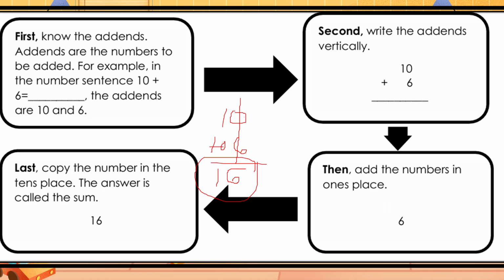Okay, so 10 plus 6, what's the answer? 16. What do we call 10 and 6 right here? Addends. Very good. And what do we call the answer? Great. We call it the sum.